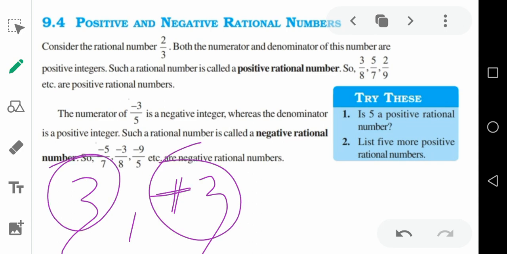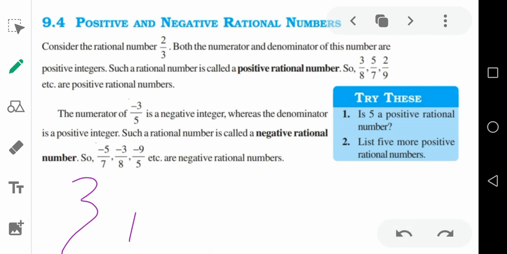That is positive. So negative integers means, if you put a negative sign before the number, it will become a negative integer. So it is a negative integer. -3, -5, all these are negative integers. Okay. So now coming to rational numbers, positive and negative rational numbers.